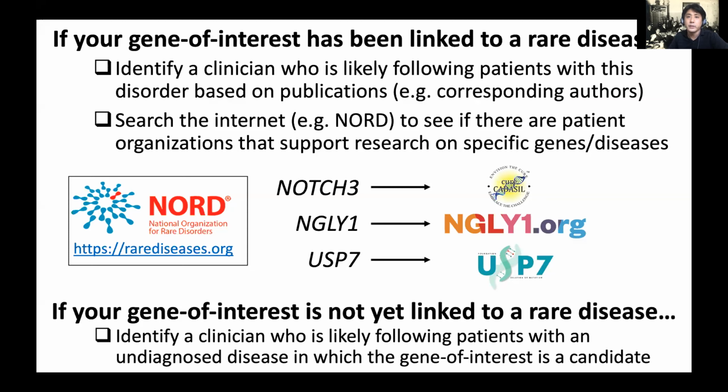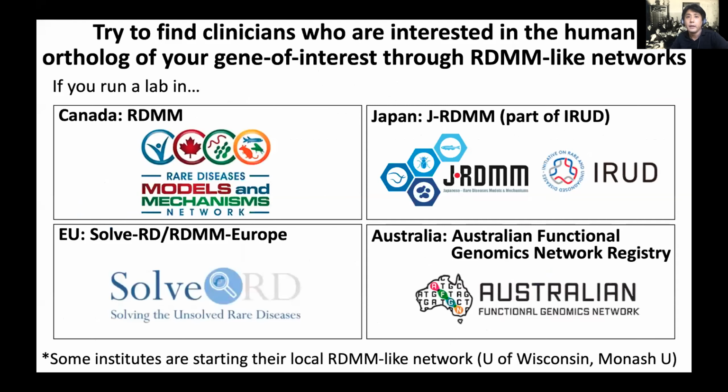If the gene of interest is not yet linked to a rare disease, you will need to identify clinicians who are following patients with an undiagnosed condition in which your gene of interest is a prime candidate. As discussed in Phil Hieter's talk, if you run your lab in Canada, Japan, Europe, or Australia, you can register in one of these RDMM networks to match with clinicians with undiagnosed patients.